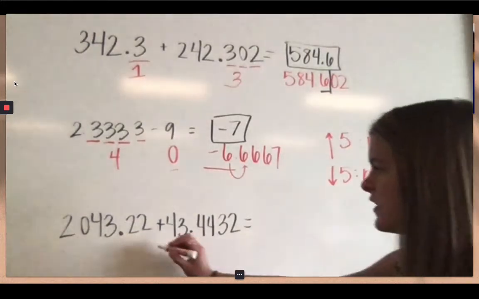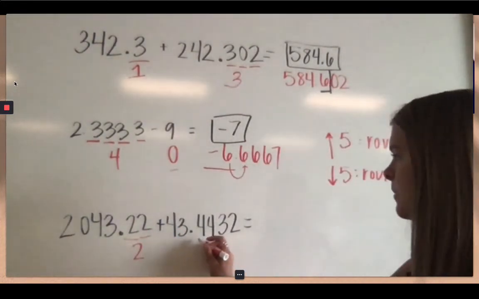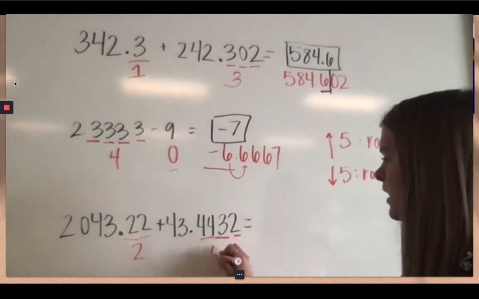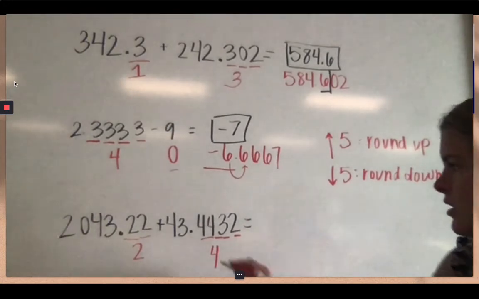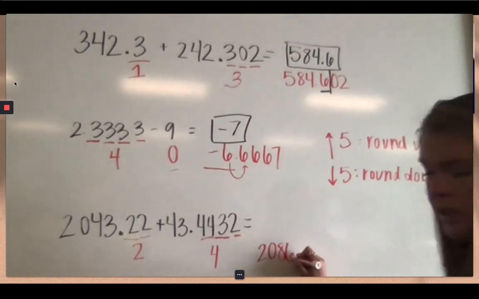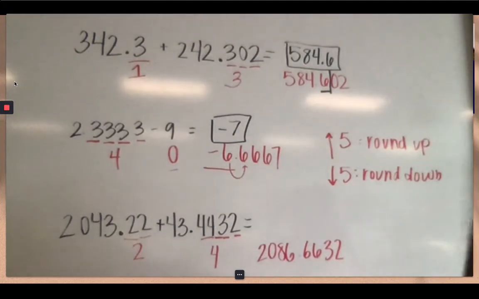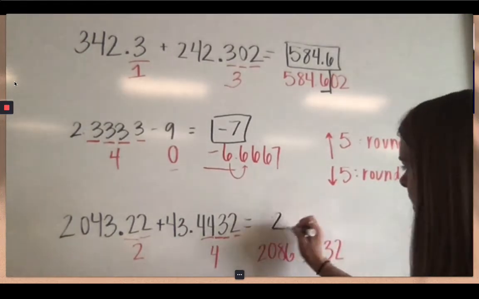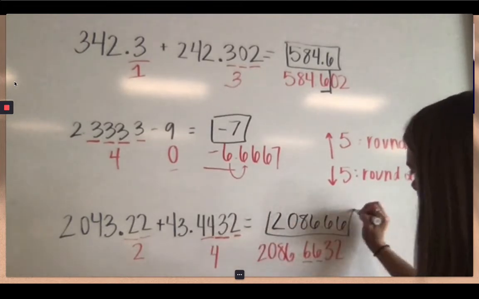Alrighty, so this first number has 2 decimal places, while this second number has 4. So we know that our final answer can only have 2 decimal places. When I add these together, I get 2,086.6632. If I'm going to round that to 2 decimal places, it's pretty easy. We have a 6 and a 6. So we have 2086.66 as our final answer.